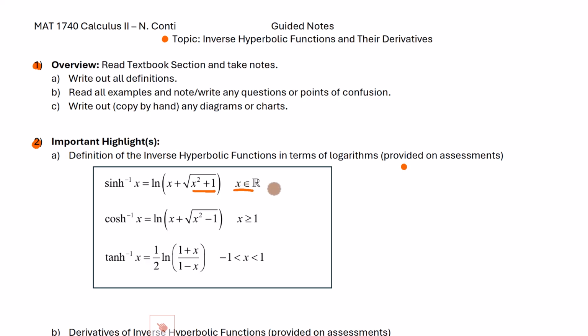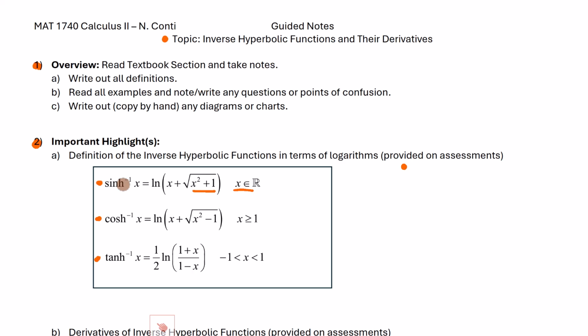Moving on, we have cosine hyperbolic inverse. And by the way, we've also discussed the shorthand way of saying these. So sine hyperbolic can sometimes be said as sinh, cosine hyperbolic cosh. And so if you use those, you can call these sinh inverse of x or cosh inverse of x.